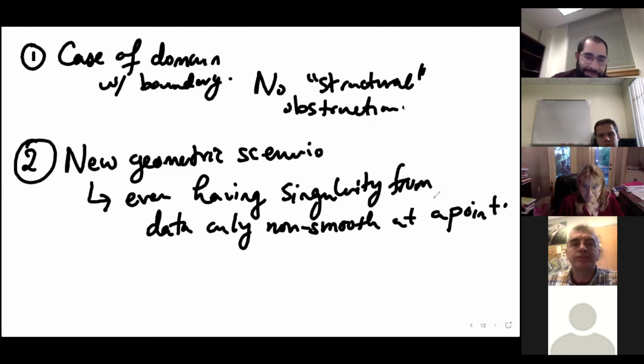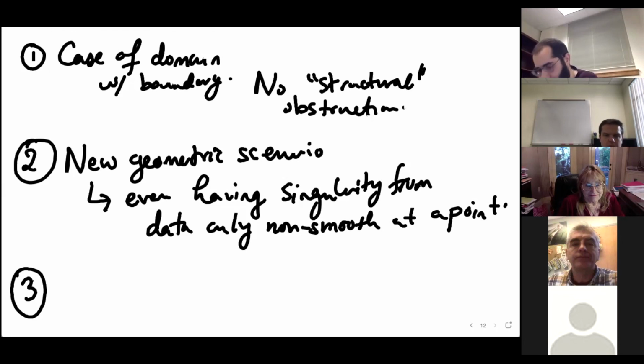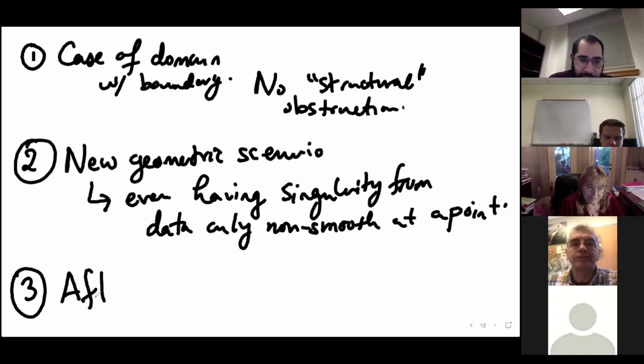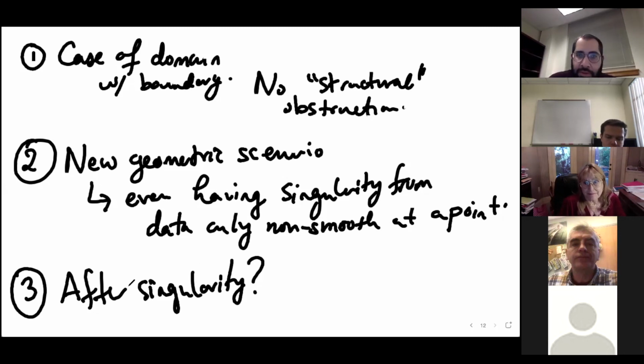And okay, in my last 1 minute, I'll just say that another very important problem, where you can say very little, you can say some things, but very little, is what happens after the singularity. I think this is very important, especially even in the setting of axis symmetry without swirl. It's maybe possible that you develop a singularity, but that after the singularity time, there could be a single extension for the solution, which would be very interesting. Or perhaps there's non-uniqueness. But all of this needs to be figured out.